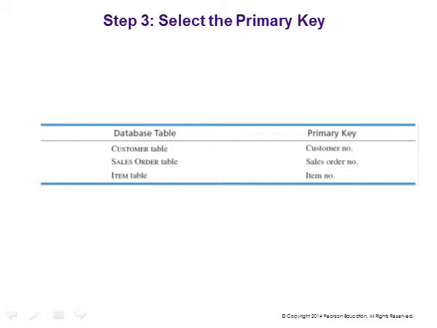Or, I'm sorry, the sales order table will use a sales order number. And then the item table will use the item number. And so there again, you can see none of these primary key data fields should have the same value as any other primary key data field in each of their respective tables.